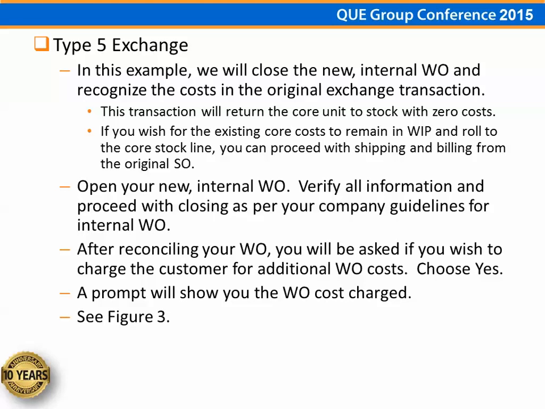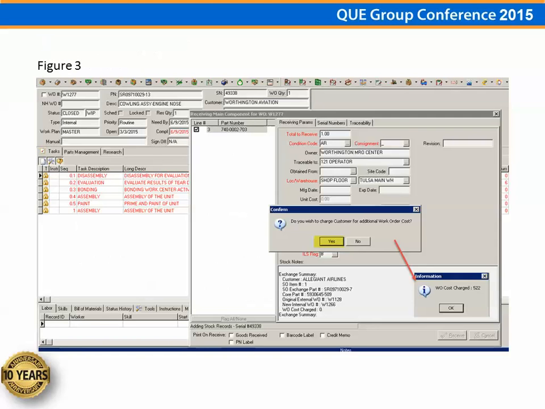And after reconciling, you'll be asked if you wish to charge the customer for additional work order costs. Today in this example, we're saying yes, and a prompt will show you that the work order cost was charged. So again, you can see down at the bottom, that detail of the exchange summary is kept on the stock line. So you'll always be able to see that history through the transaction.